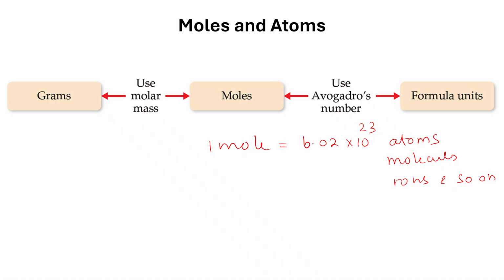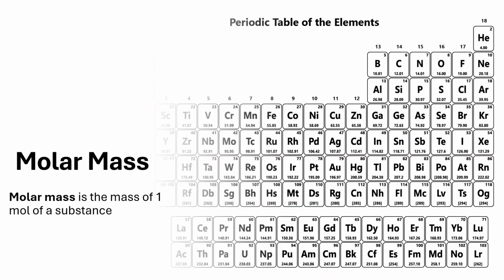So this is Avogadro's number, and Avogadro's number can be used as a conversion factor to calculate the formula units. So if you know the number of moles, then you can use Avogadro's number to calculate the formula units. Then molar mass is used to calculate the mass of the substance. So molar mass here is acting as a conversion factor between moles and grams. Molar mass is the mass of 1 mole of substance. The unit is grams per mole.